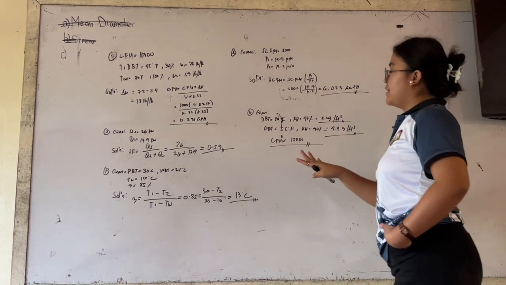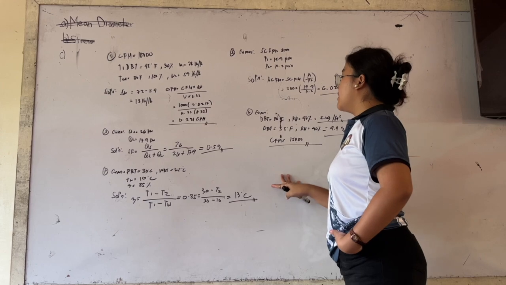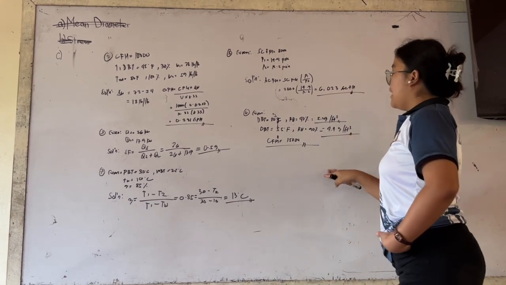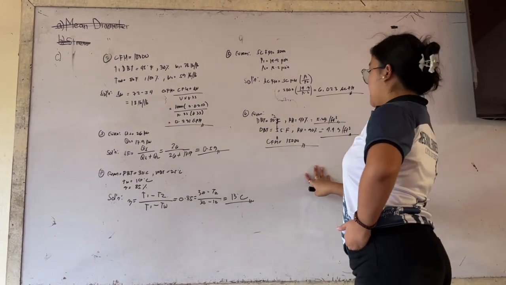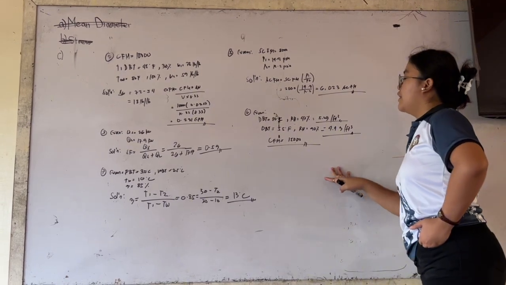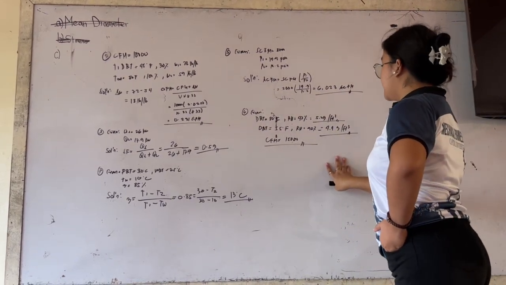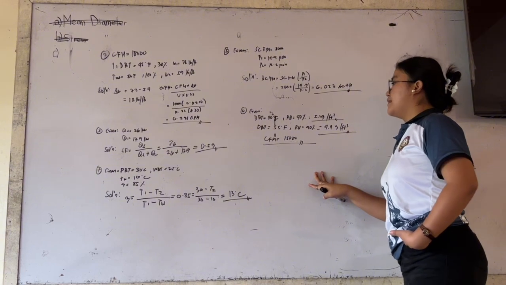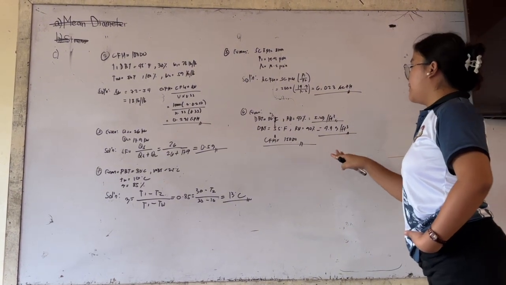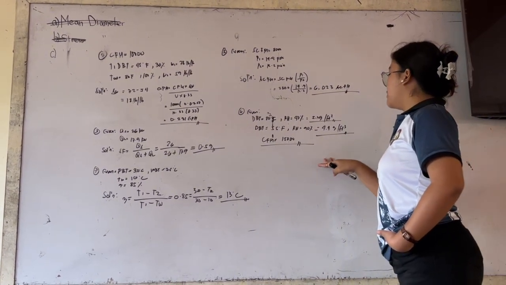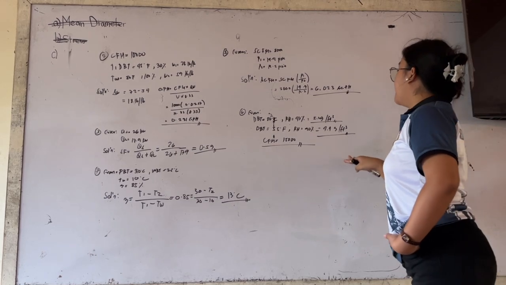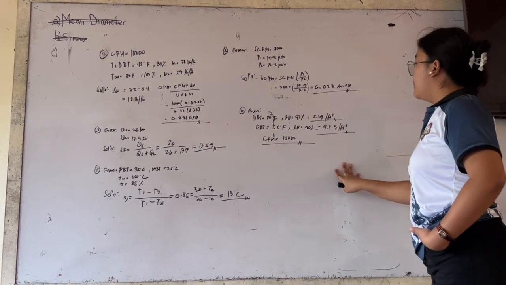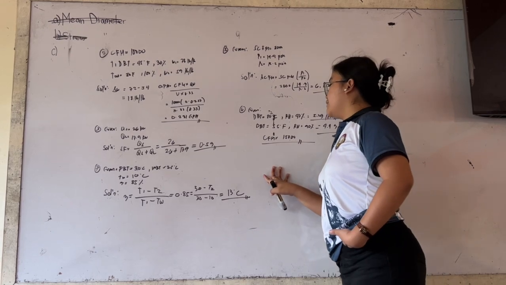So for number 6, we have a dry bulb temperature of 80 Fahrenheit and relative humidity of 47%. So using the psychrometric chart, we're going to have a result of 5.2 grams per cubic foot, and a dry bulb temperature of 55 Fahrenheit.